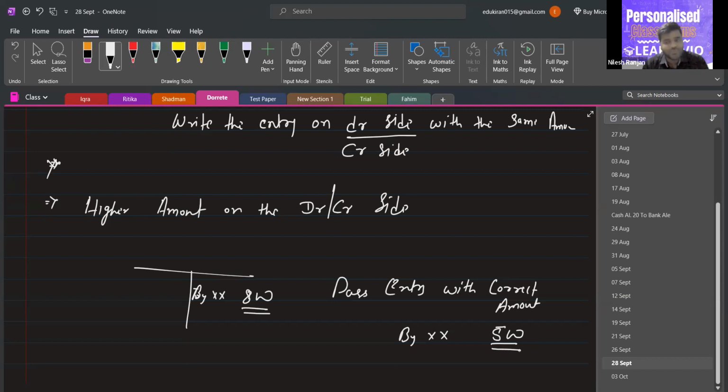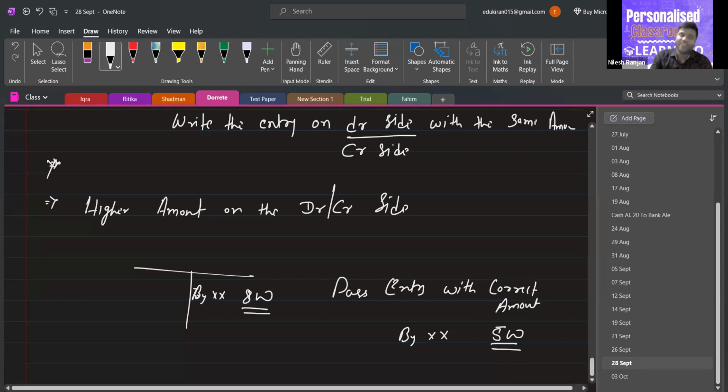So what should we do? We have to deduct it somehow, sir. Yes, we have to deduct it somehow. So for deduction in accounts, we have to write the excess amount on the debit side. Okay, sir. Now it will become 500. Yes or no? Yes, sir. 800 minus 300, 500. Yes.